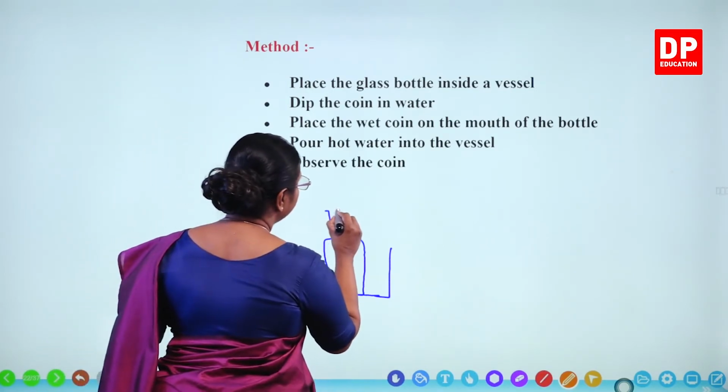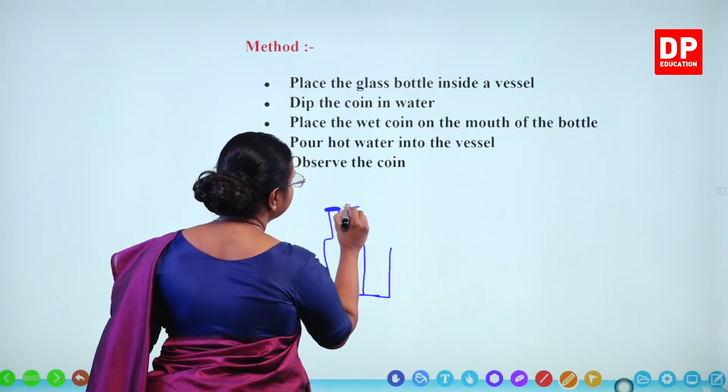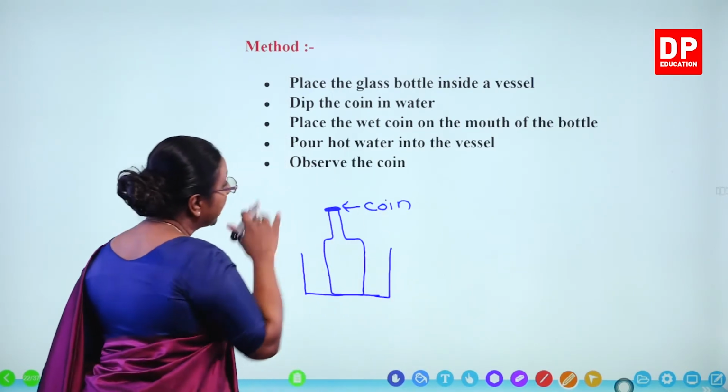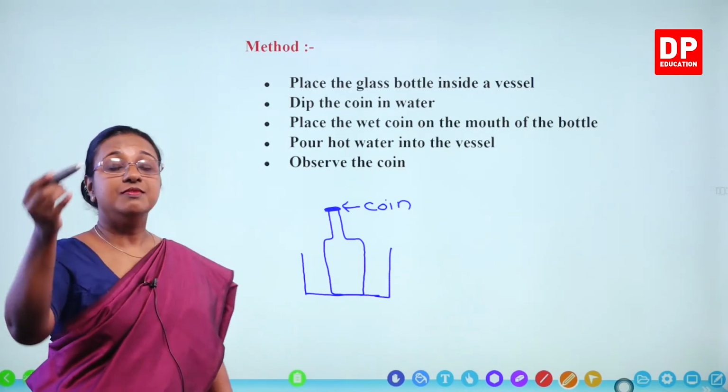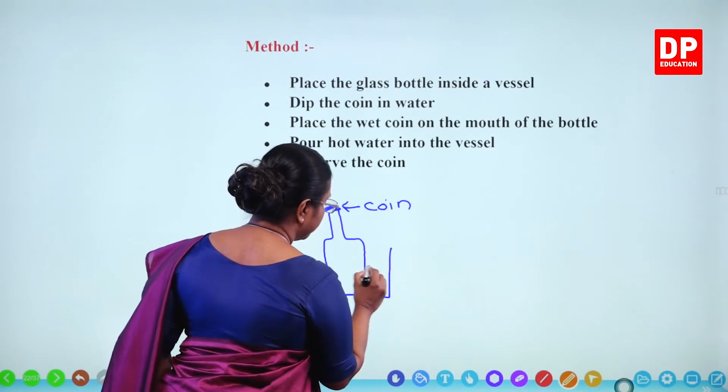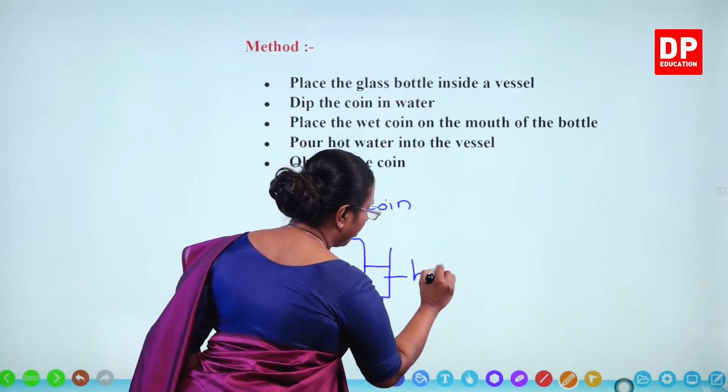After that, you place the coin over the mouth of the bottle. So, the coin is here. Thereafter, what we do is pour hot water into this. So, here we pour hot water.